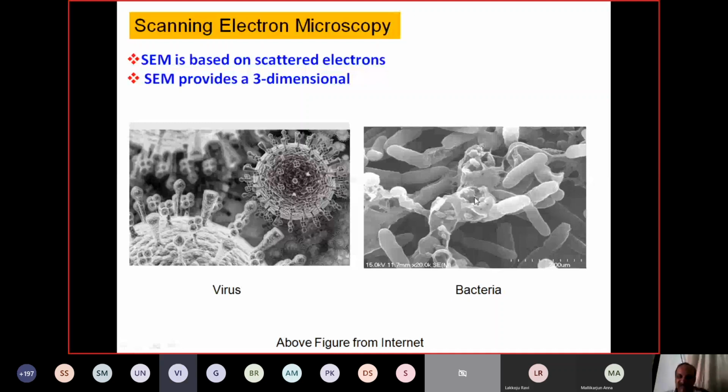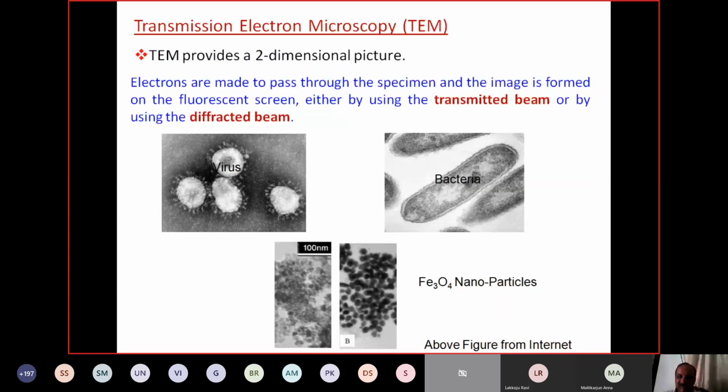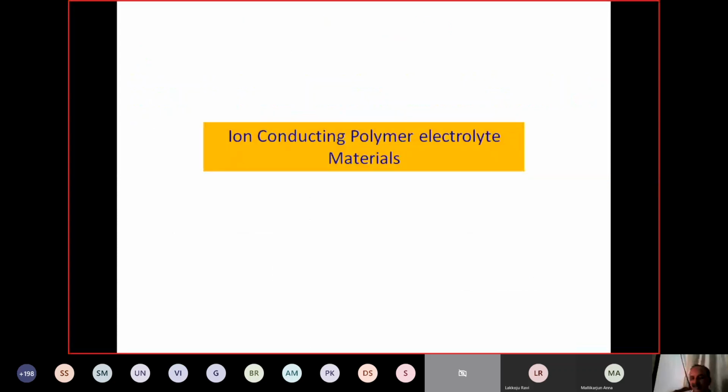Whatever I have given about the nanomaterials, the main properties change when you compare bulk and nano. There are mainly 2 properties. One is the increased surface area. Another one is the quantum confinement effect. Because of these 2 properties only, the properties are better and better when you compare with bulk materials. Okay. So that's the brief about the nanomaterials.